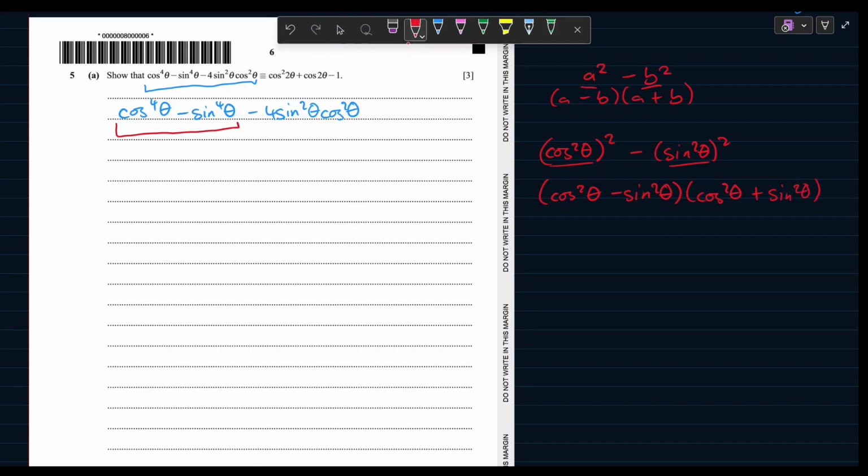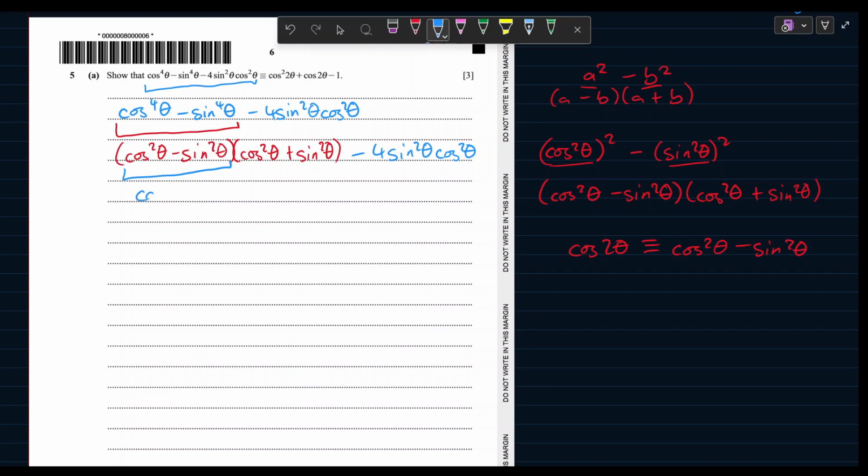All right, so I'm going to write it here. That is cos squared theta minus sine squared theta times cos squared theta plus sine squared theta minus our 4 sine squared theta cos squared theta. Okay, so this here, using an identity, can be written as cos 2 theta. This is identical to cos squared theta minus sine squared theta. So this becomes cos 2 theta.